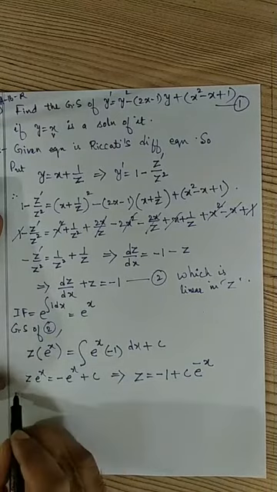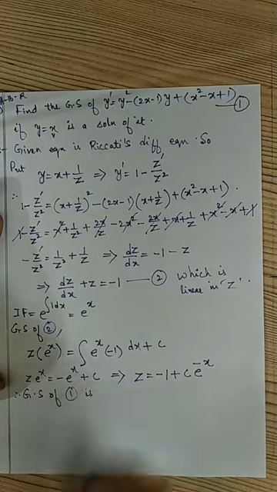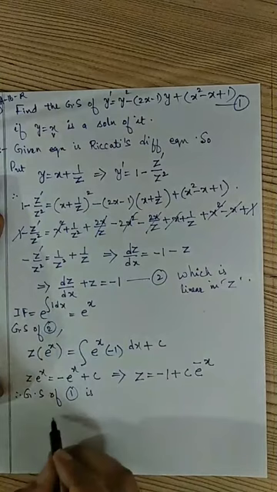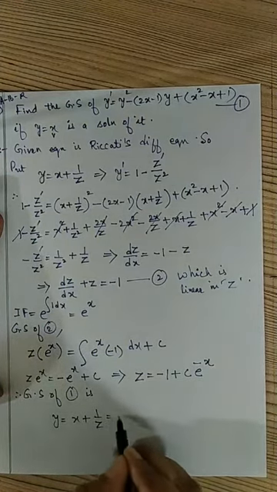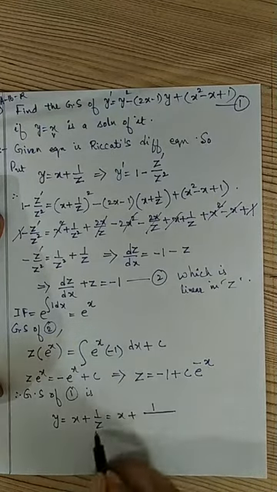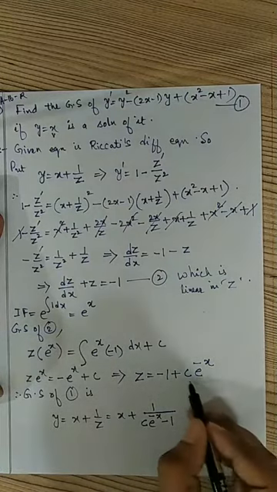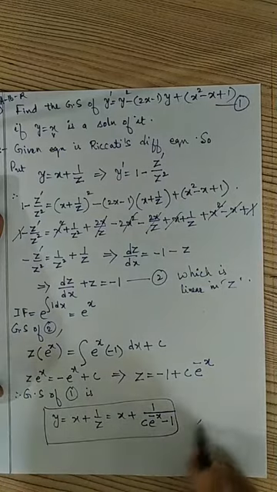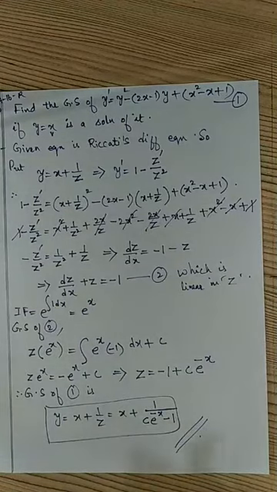Now what I want, therefore general solution of the given equation, general solution of 1, is given by y equals to x plus 1 by z, which is equal to x plus 1 by what is z? Just now we have evaluated, z is given by c into e power minus x minus 1. So this is the required general solution for the given Riccati's equation, which is important for 5 marks.